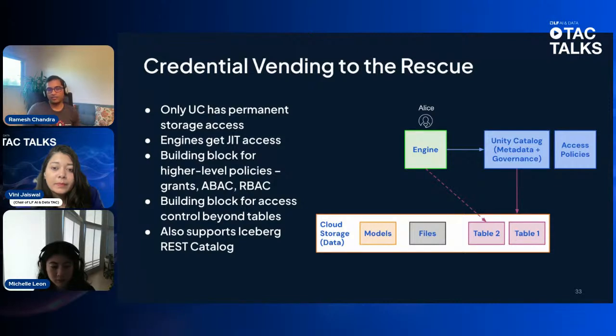And since UC also supports Iceberg REST catalog, the credential vending support that's coming in 0.2 can also support the Iceberg REST catalog credential vending. So hopefully that gives you a sense of why credential vending is so important as a building block for governance, and how UC uses this to build higher level access policies on top of credential vending, and how it supports governance for all of the assets that are inside UC.